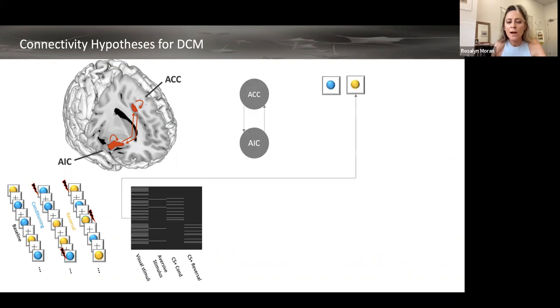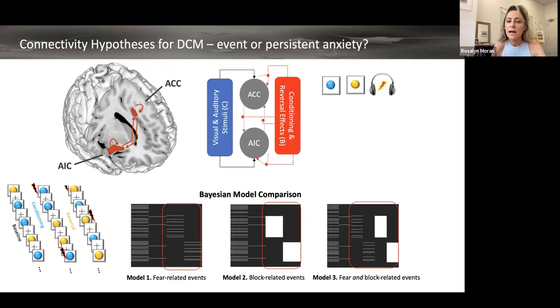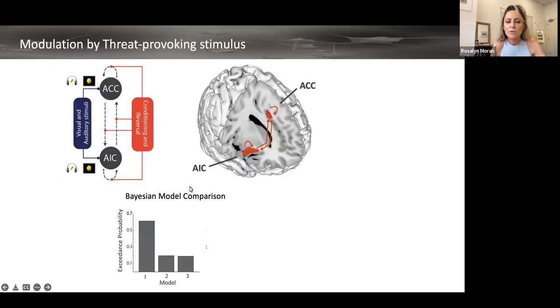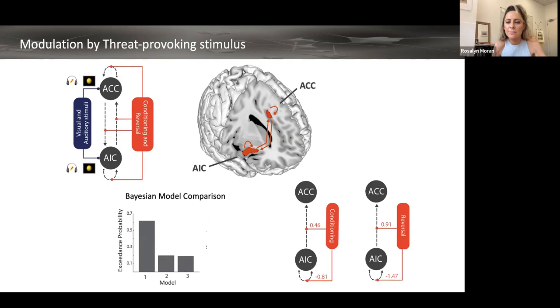And we were interested in whether the aversive stimuli elicited changes in connectivity between these two regions, and whether they did it in an event-related way, or whether they changed the state of the brain in a block-based way, or whether both were present. And what we found was that the punctate response to the CS plus was what was modulated in these connectivity features. So there was a modulation by threat-provoking stimuli.